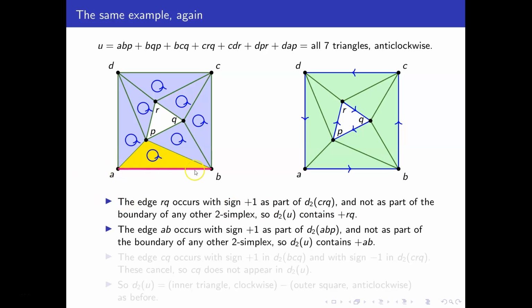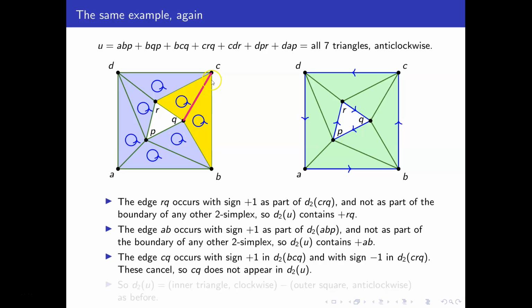But what about this outer edge on the outer square here from AB? Okay, so that appears again as part of the boundary of this triangle ABP, and again this is going anti-clockwise, and so it runs along in this direction from A to B. So we get a plus AB as part of the boundary of this triangle, and AB doesn't appear as part of the boundary of any of the other triangles.